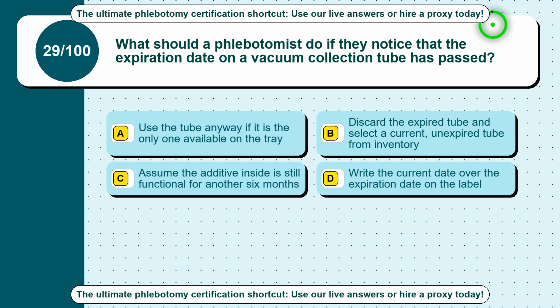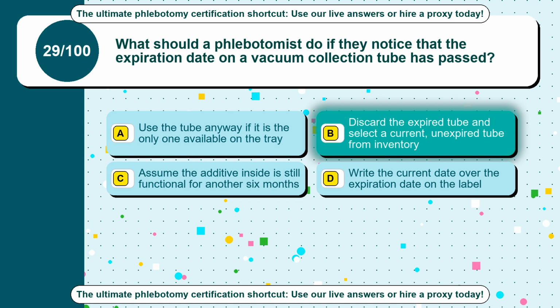Question 29. What should a phlebotomist do if they notice that the expiration date on a vacuum collection tube has passed? Option A, use the tube anyway if it is the only one available on the tray. Option B, discard the expired tube and select a current, unexpired tube from inventory. Option C, assume the additive inside is still functional for another 6 months. Option D, write the current date over the expiration date on the label. The correct answer is option B.